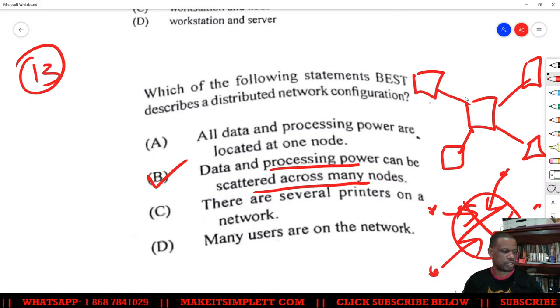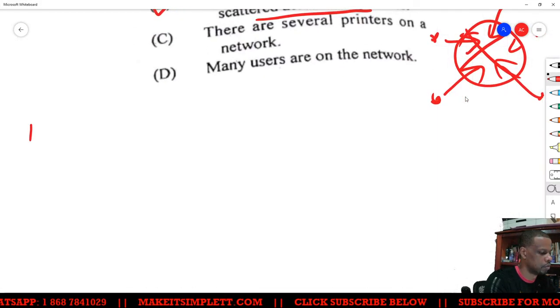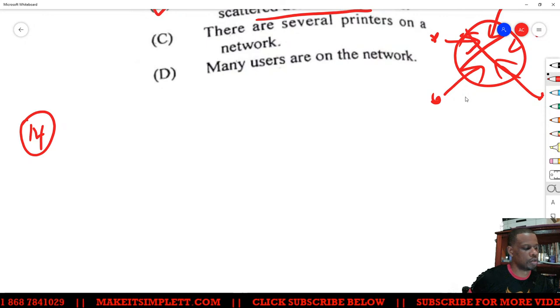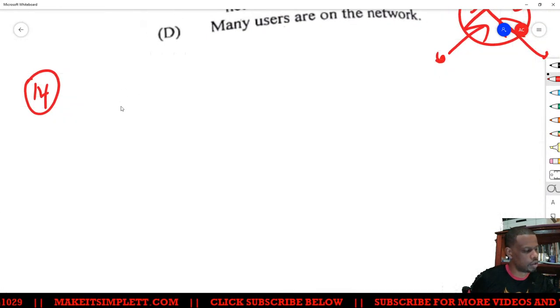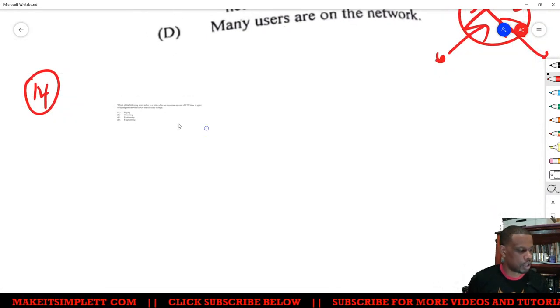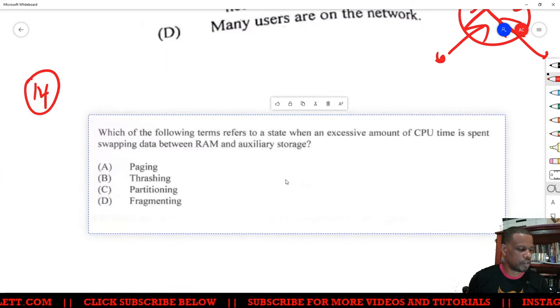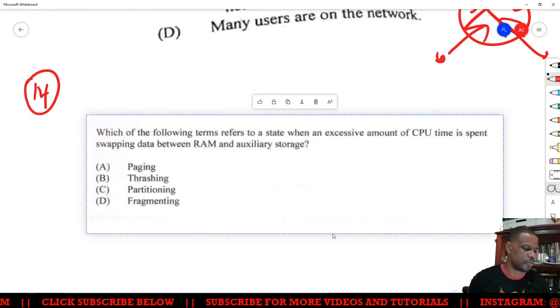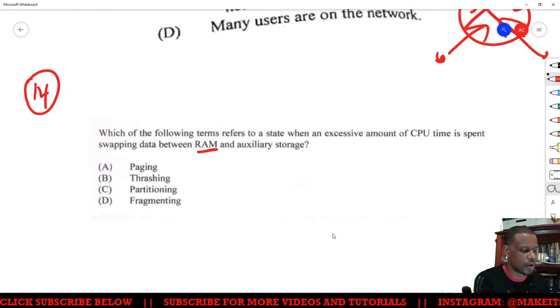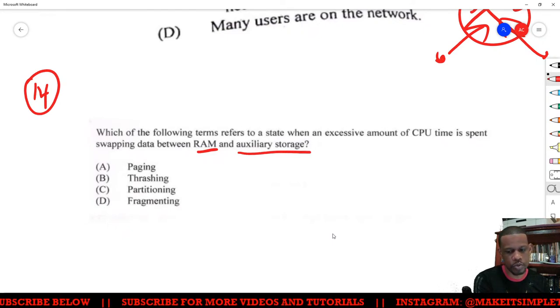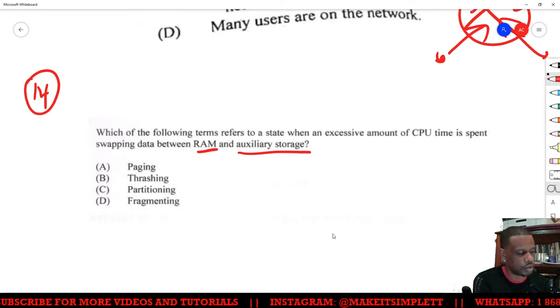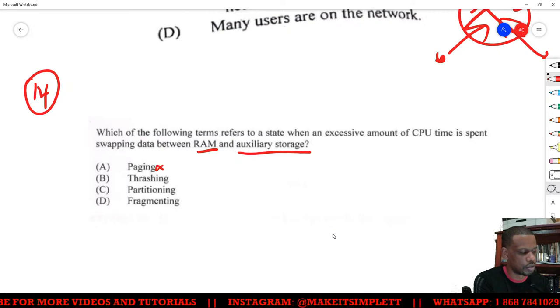Give me something that is challenging. One more and we're done there. Which of the following terms refers to the state when an excessive amount of CPU time is spent on swapping data between RAM and auxiliary storage? So when you're swapping things between RAM and hard drive. Yeah, when you're swapping it, you're really doing not paging, not partitioning, not fragmenting. It's really called thrashing.